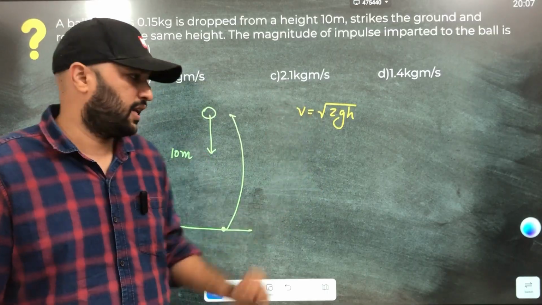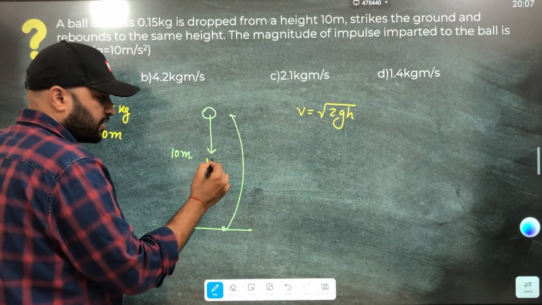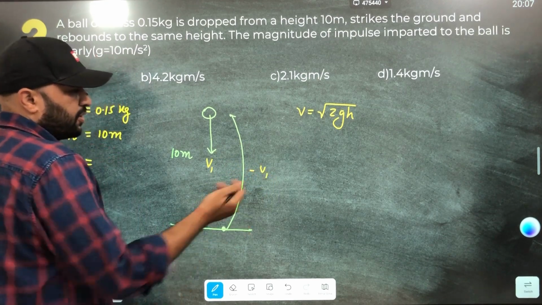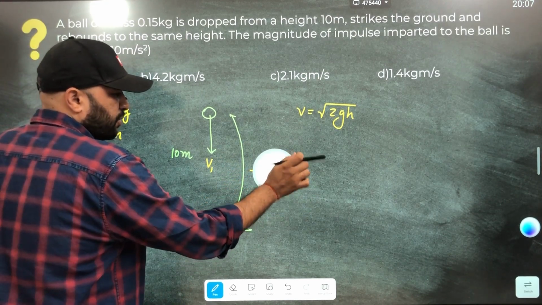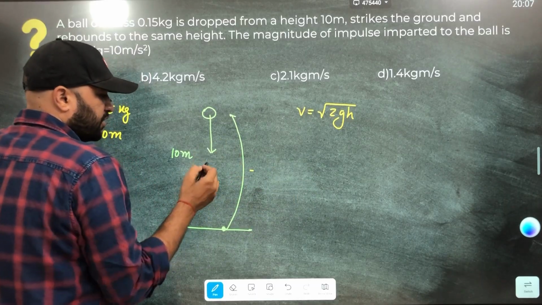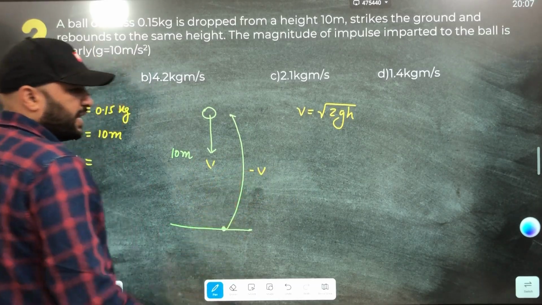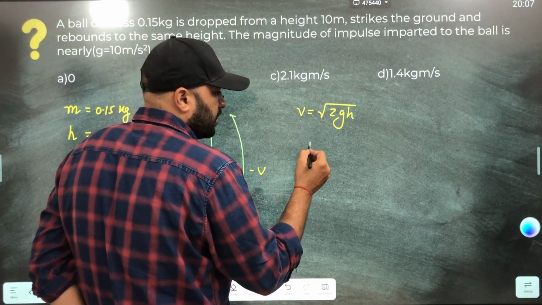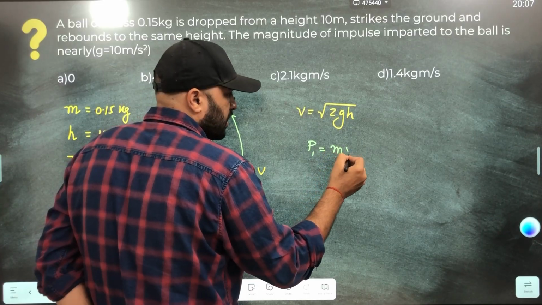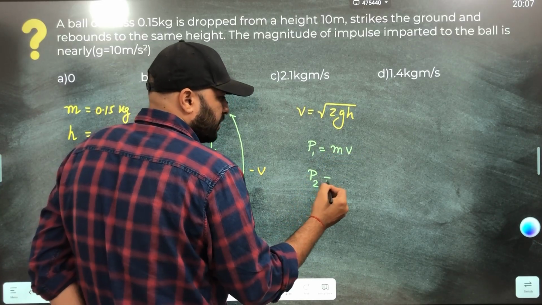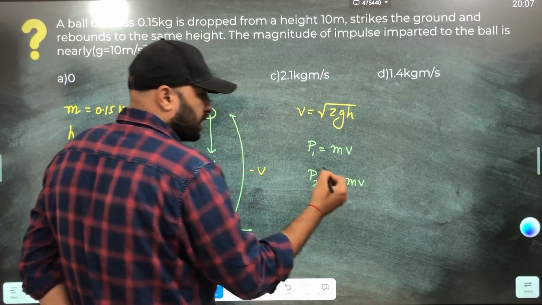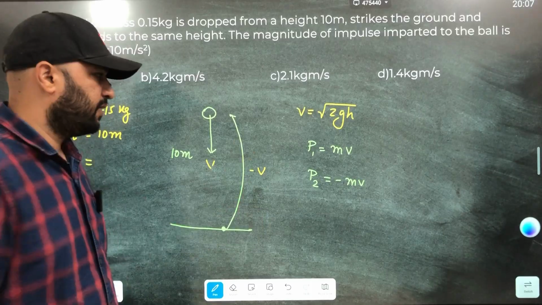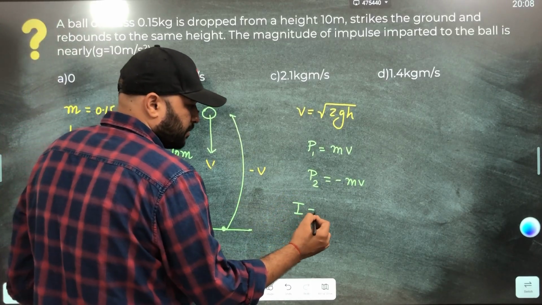No, you have to be very careful. When it is going down, it has a velocity v1. But when it is going up, it has a minus v1. Or you can call it v instead of v1, because we don't require any suffix here. So, if the velocity going down is v, going up it will be minus v. So, while going down, its momentum will be mv. While going up, its momentum will be minus mv. Sir, from where you got this negative? Because it is going upward in direction. So if it is minus mv, the change in momentum is the impulse imparted in this case.